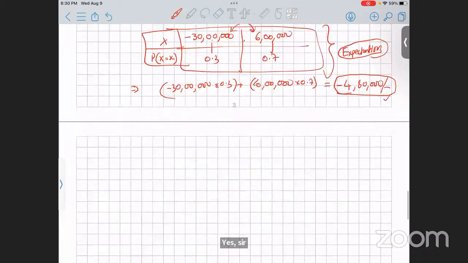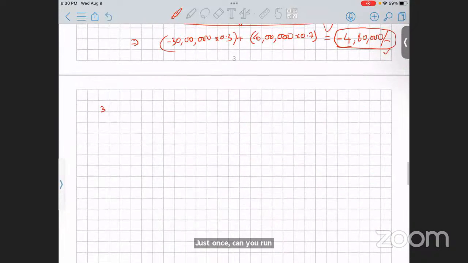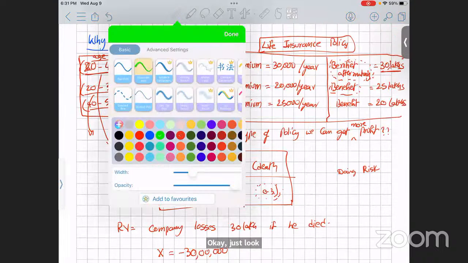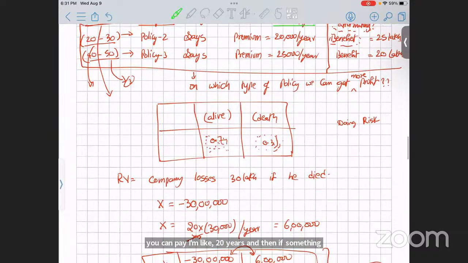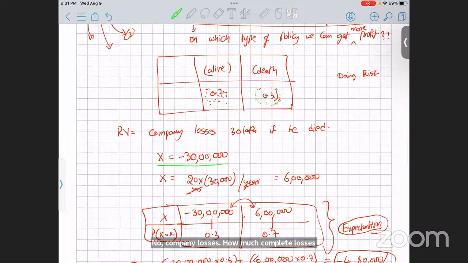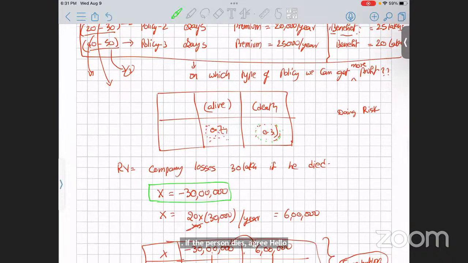Okay, just look. Now you have three policies. Policy number 1 says 30,000. If you pay 30,000 per year, and if you can pay for 20 years, and then if something happens, then you will take 30 lakhs. Now the company loses 30 lakhs if the person dies. Agree? Yes. So here our aim is to see the profit of the company.